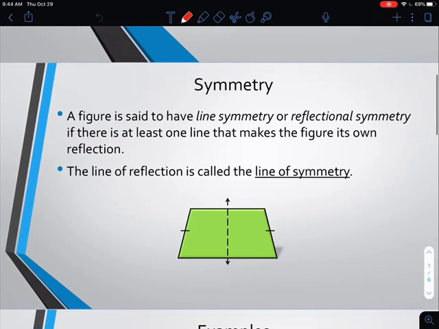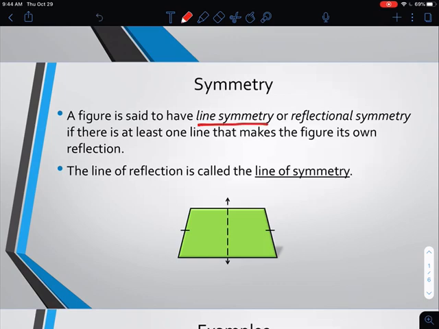So line symmetry is basically talking about the fact that for given figures, there are times where we can draw lines through the figures that would cut them exactly in half, meaning both sides of the line would end up being mirror images of each other. So a figure has line symmetry, or we might call it reflectional symmetry here and there, if we can find at least one line that makes a figure its own reflection. So if I were to fold across that line, both sides would be identical. Anytime we can find that line of reflection, we call it a line of symmetry.